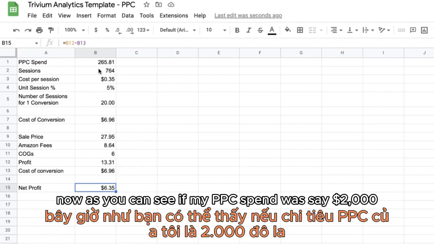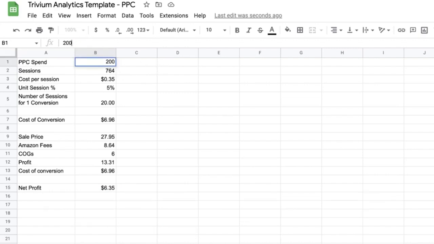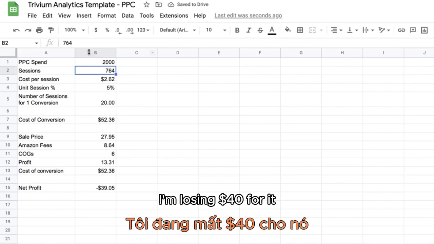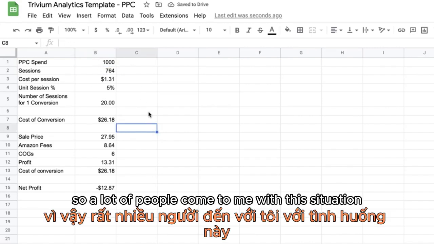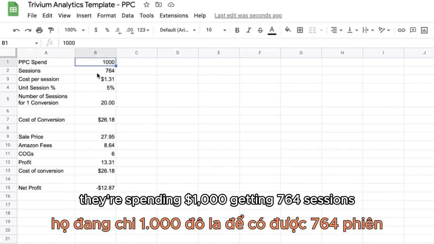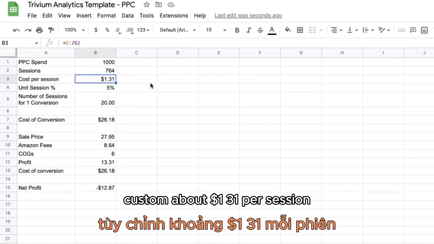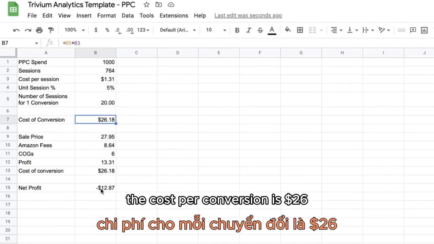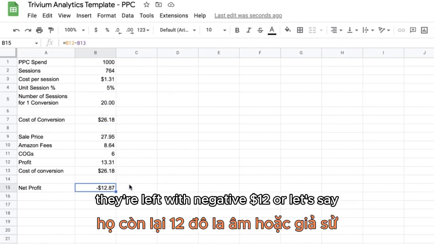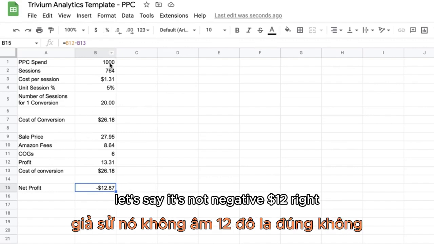Now, as you can see, if my PPC spend was, let's say, $2,000, I'm losing $40 for each sale. Let's make it something more reasonable. Let's say it's $1,000. Okay. So a lot of people come to me with this situation. They're spending $1,000, getting 764 sessions, costing them about $1.31 per session. Their conversion rate is 5%. They need 20 sessions to make a conversion. The cost per conversion is $26. And at the end of the day, they're left with negative $12, or let's say it's not negative $12, right?